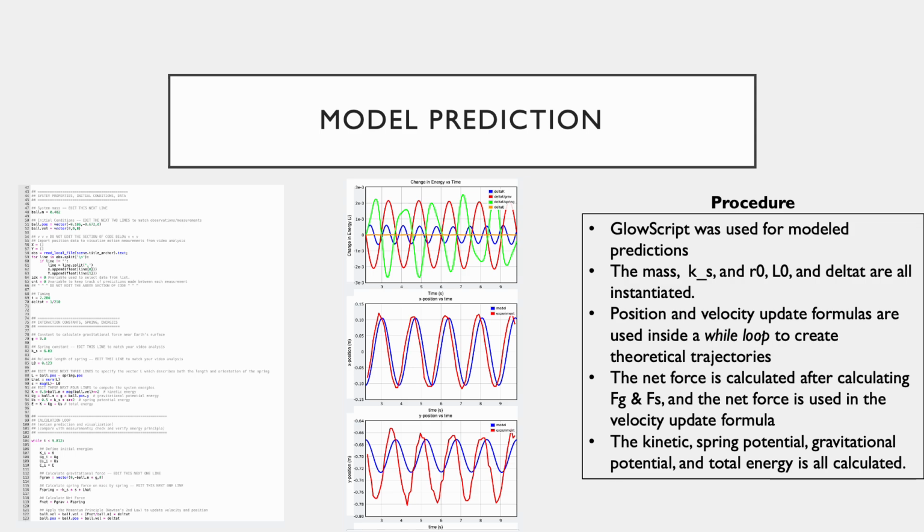F net is calculated using the spring force and the gravitational force. Additionally, the code calculated the kinetic, spring potential, gravitational potential, and total energy at each timestamp. The graphs of the trajectories are featured on the slide.